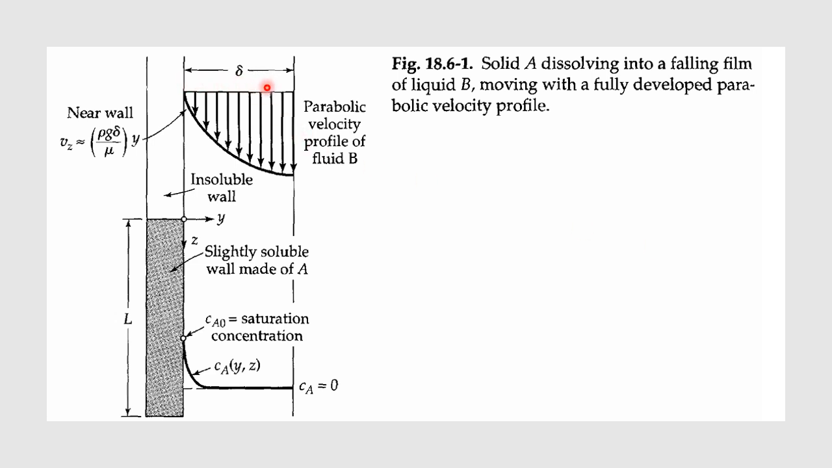See, this is the liquid film, liquid actually, which is flowing down, and this is the near wall. This is a parabolic velocity profile of the fluid B. So this is fluid B, and this is a solid A, which is slightly soluble wall made of A. See, the concentration profile or the diffusion is very small when compared to the entire film.